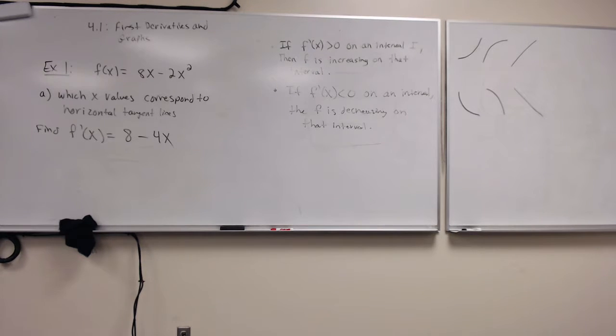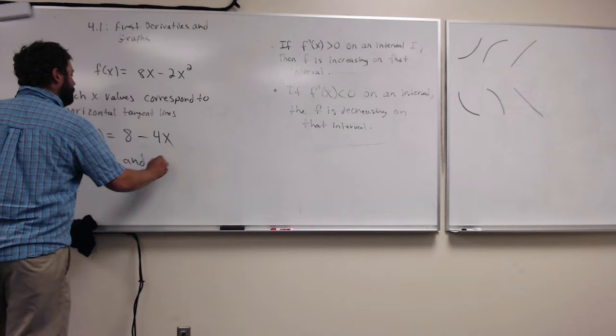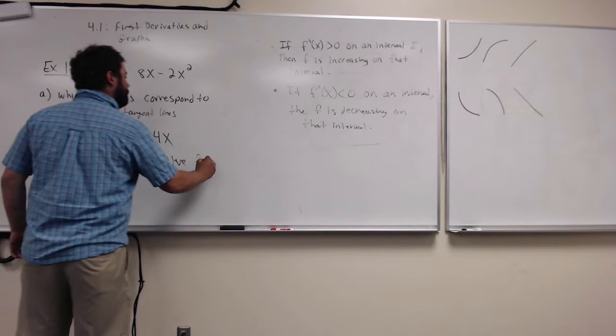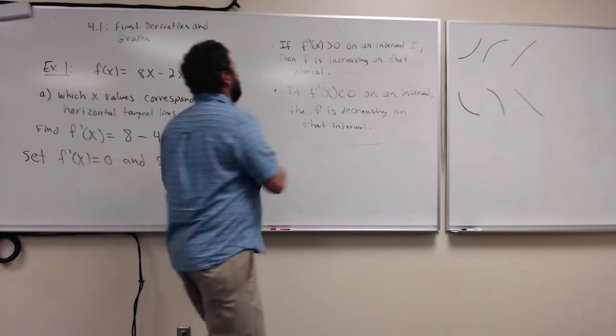Okay. And then what we're going to do is set f prime of x equal to 0 and solve for x. Those will be the x values where the tangent line is horizontal. And on this first problem, sorry, I didn't really give you enough room. That's my bad. Hopefully there's enough room in the margins on the right side to do what we need.